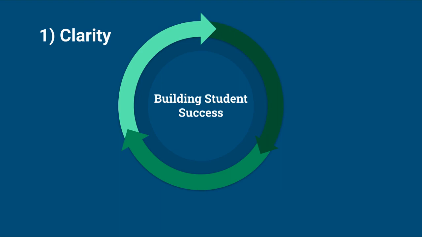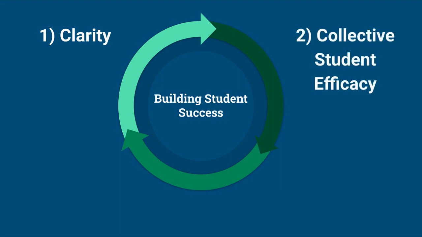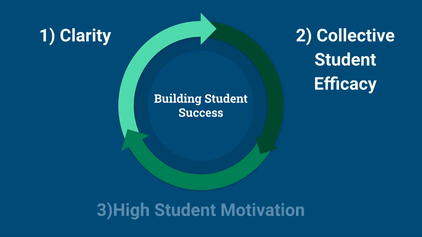The first principle is clarity. The second principle is collective student efficacy. And the third principle is high student motivation. We know the research says if we have these 3, along with many others, but these are the only 3 we're going to be focusing on, that the students have a high likelihood of being successful.